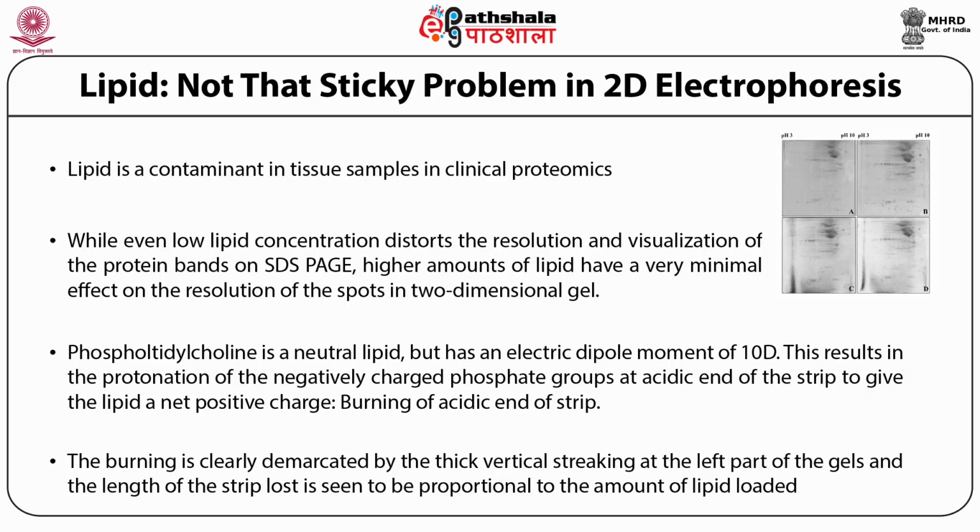This has effectively been shown by experiments conducted in our lab. The four gels A, B, C and D show gels with a gradual increase in the concentration of the lipid, and as you can see, distortion is more in gel D, with a higher concentration of lipid, as compared to the other gels.